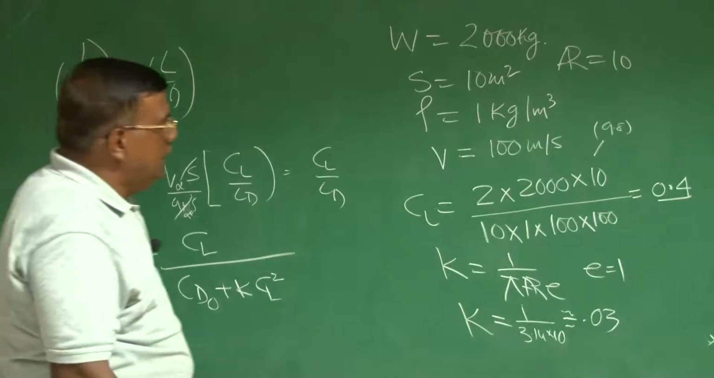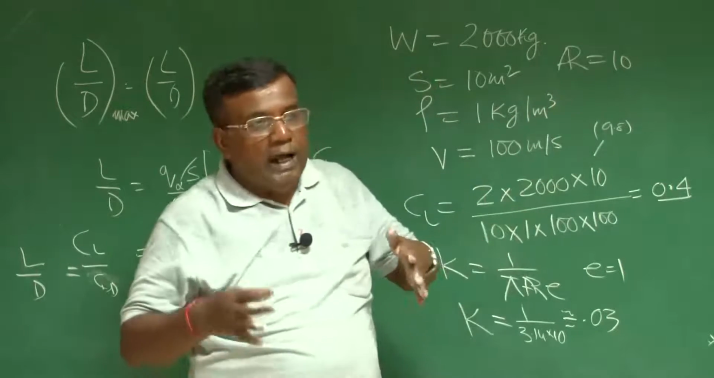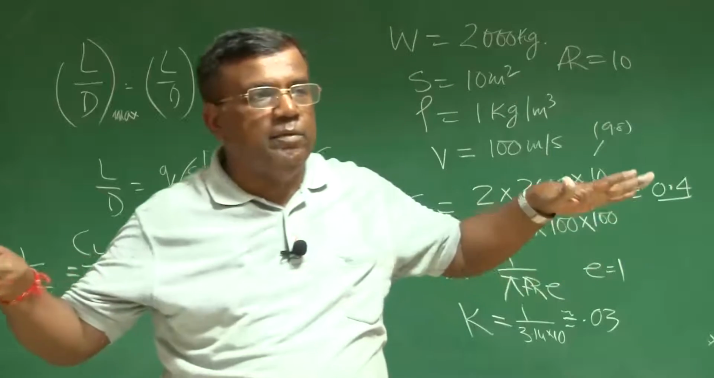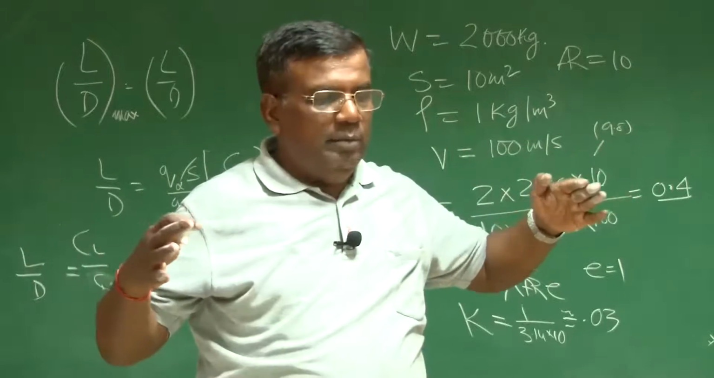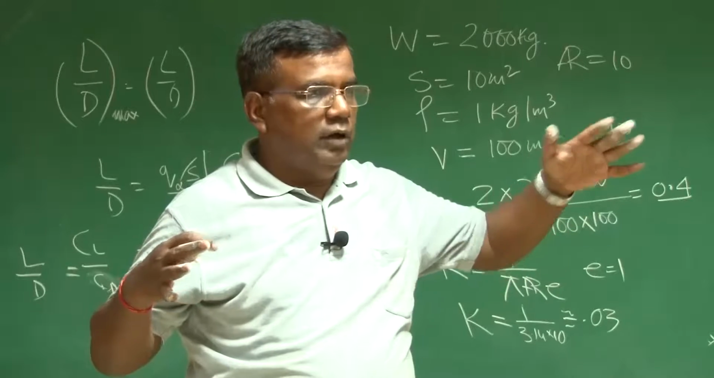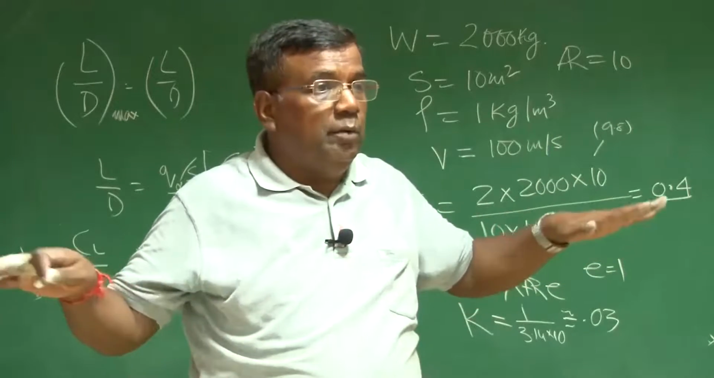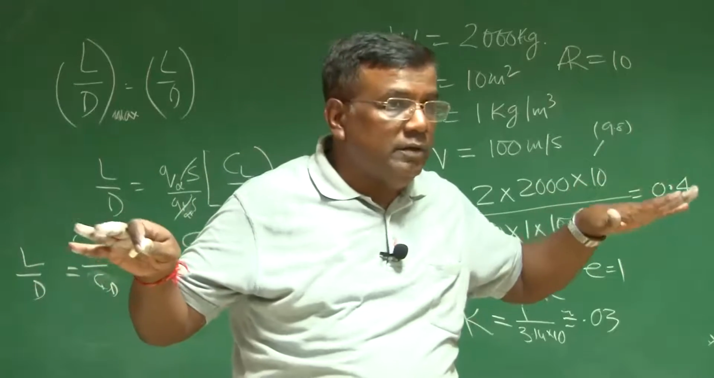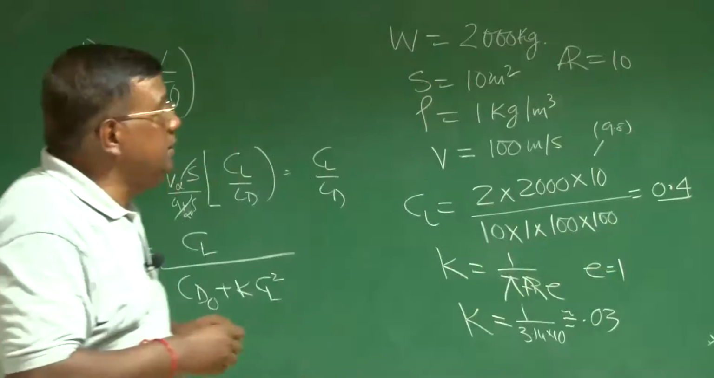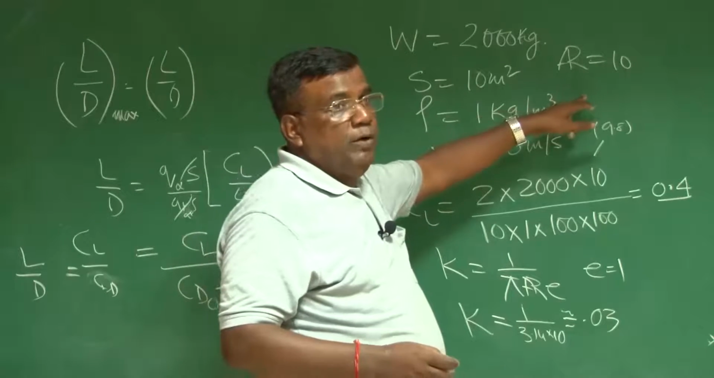The moment you write aspect ratio 10, more than 7 or 8, you are actually giving more weightage to the gliding performance. If you want to design a high-speed airplane, you try to come at around 7 for a transport airplane like that. But if you are thinking of gliding performance, if you want induced drag to be less, then you need to go for high aspect ratio. The problem of high aspect ratio is structurally it becomes more demanding. The weight may go up, right?